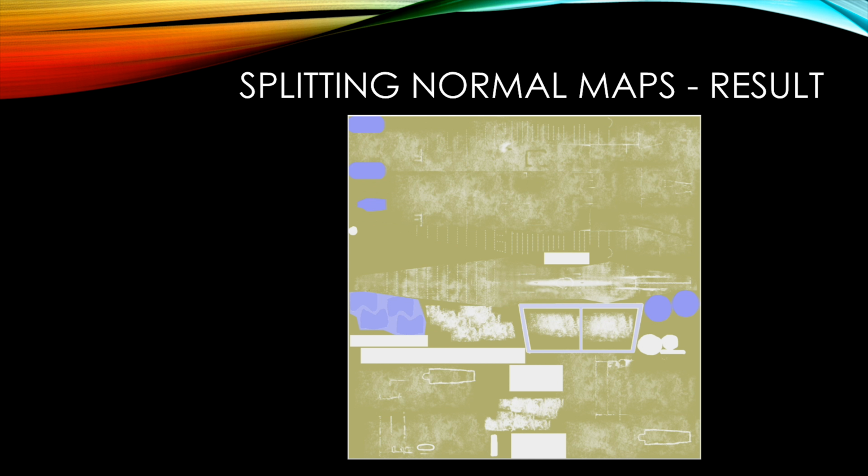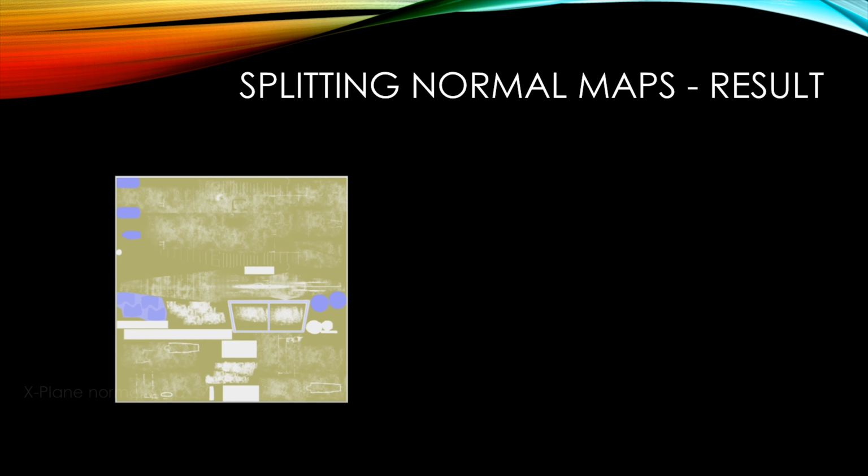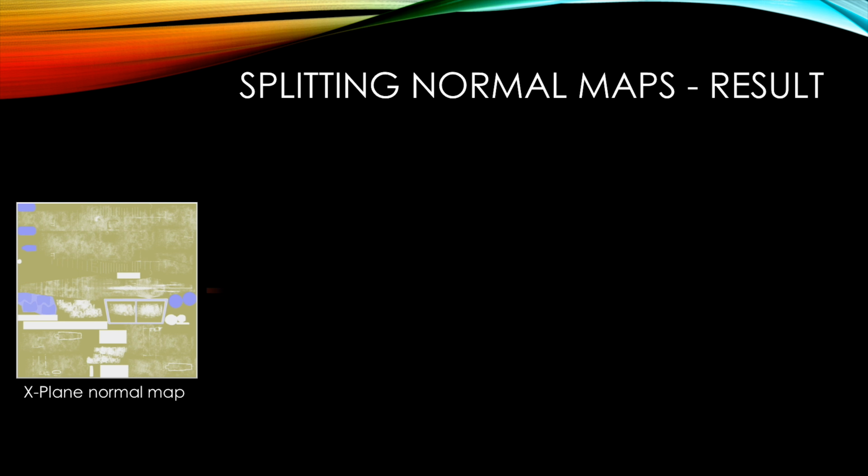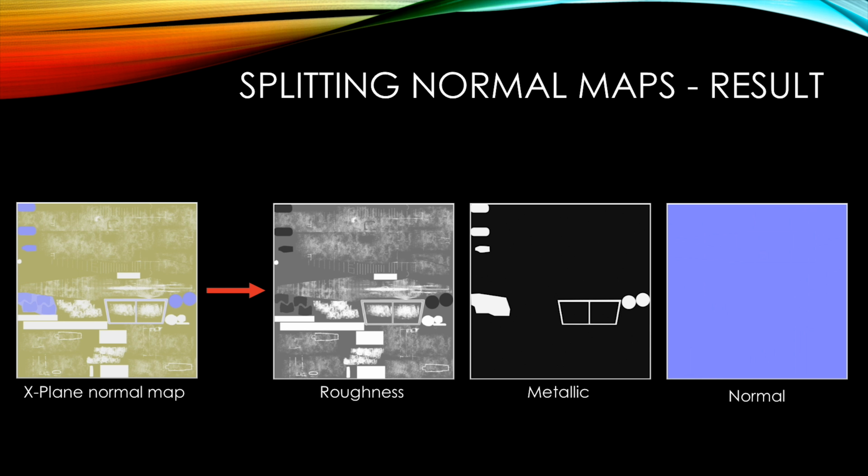So let's have a closer look at what we just did. We took this normal map for the fuselage in this case, and what we did is we split that up into 3 different parts: a roughness map, a metallic map, and a normal map.